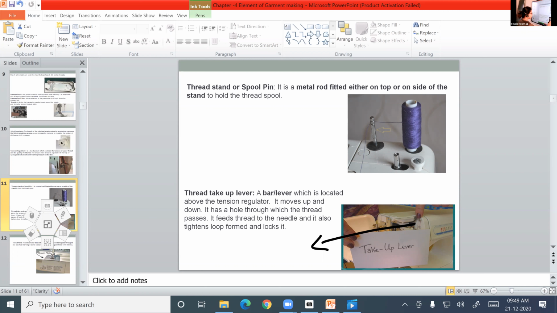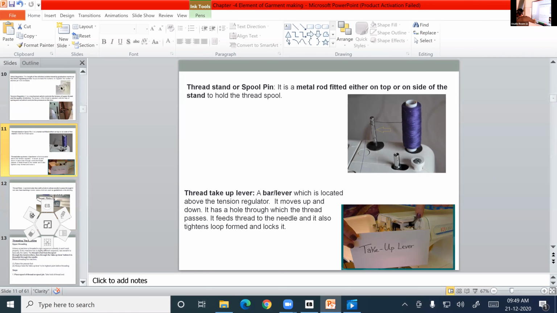And it has a hole through which the thread passes. You can see the hole here. Is it clear for you? Can you see a hole on the take up lever? Yes, ma'am. Okay, so we pass the thread through that hole, and it feeds thread to the needle, and it also tightens the loop formed and locks it. That is the function of the take up lever.